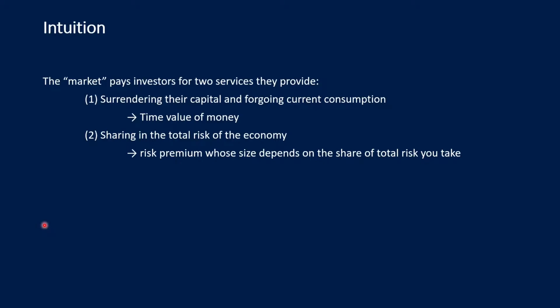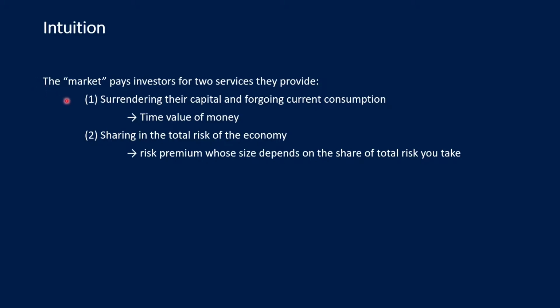Let's start with the intuition of the capital asset pricing model. The market pays investors for two services they provide. Of course, it's not the market, but the number of market participants. That's why "market" is here in quotation marks.